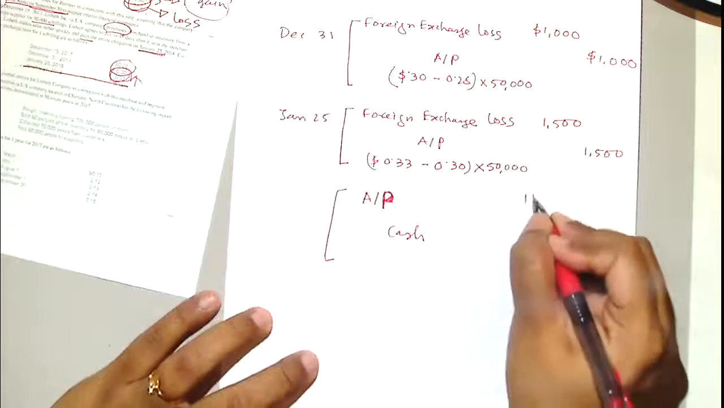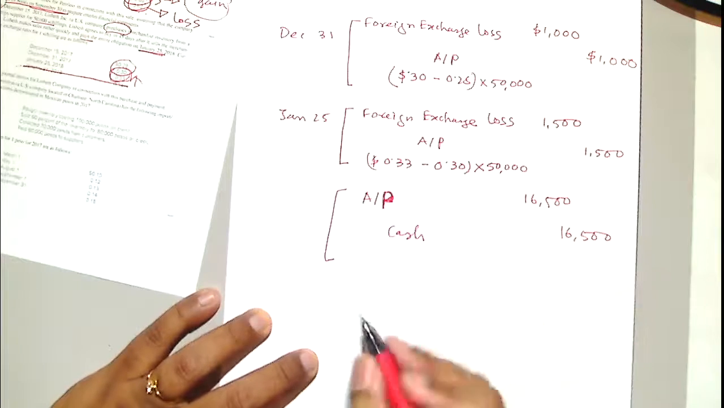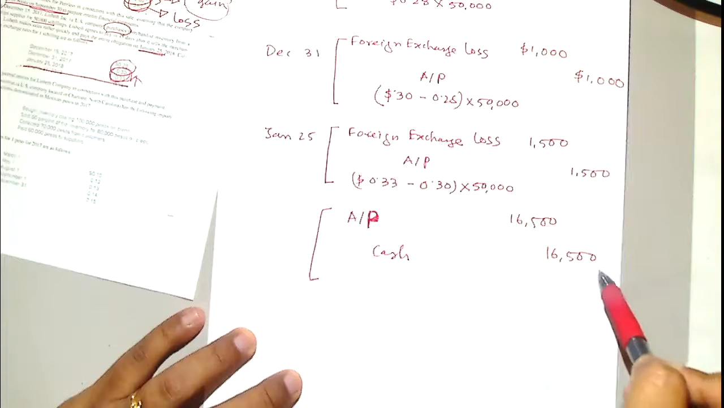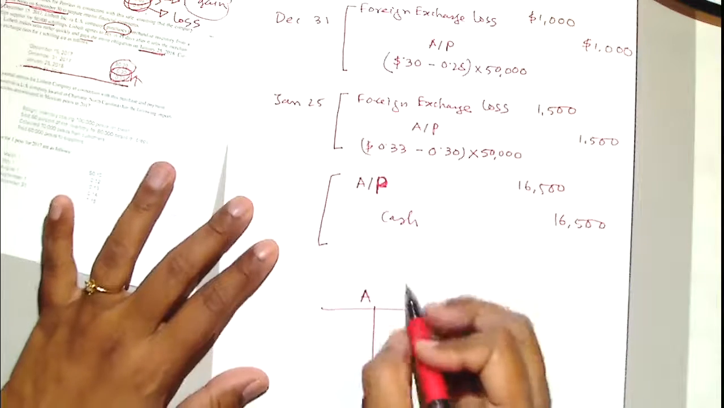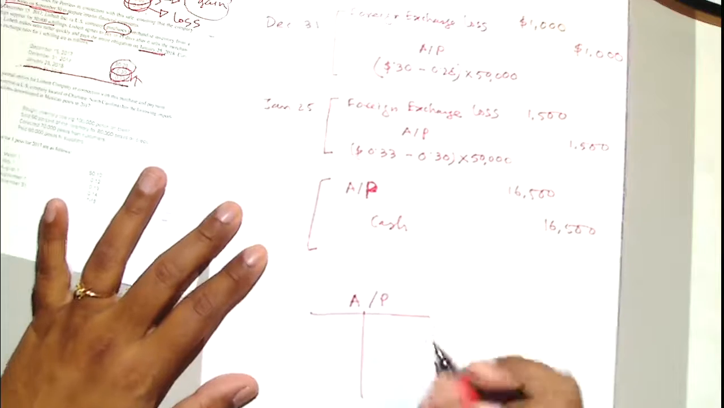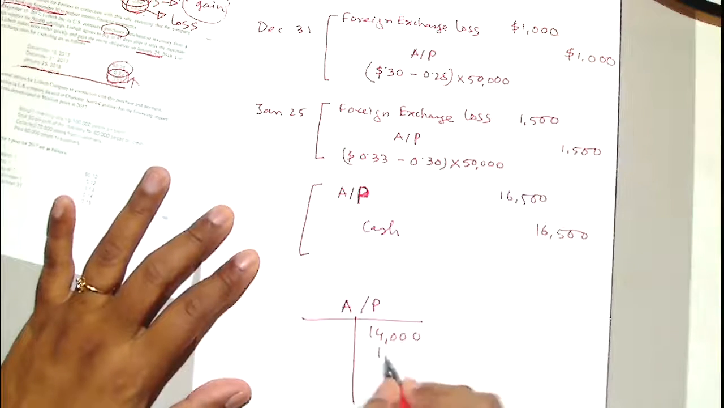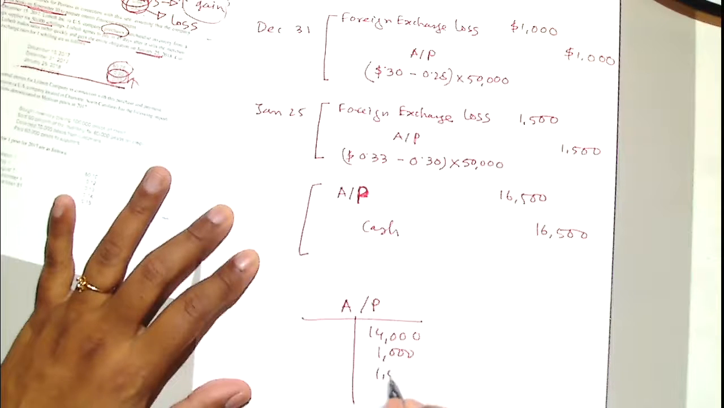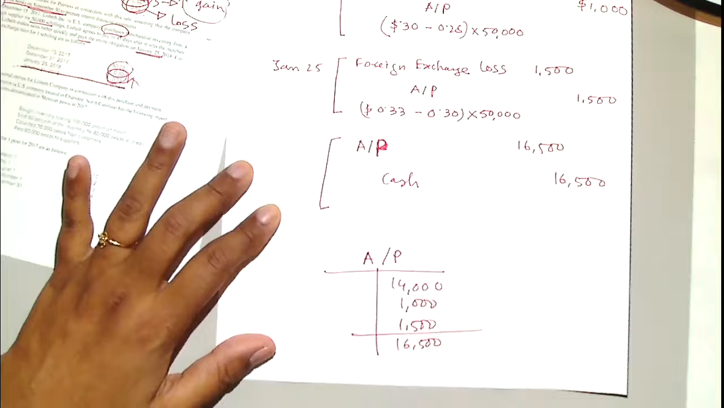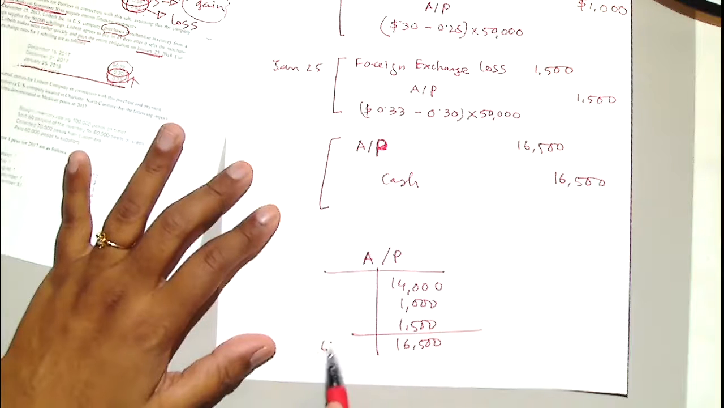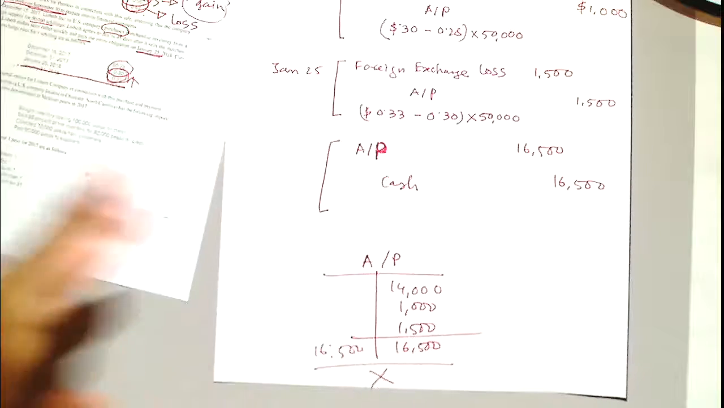16,500. How did you get it, please? You did the accounts payable numbers? Yeah, very good. There are two ways. You could do a quick T account for your accounts payable. It was 14,000. It kept going up. 1,000. 1,500. So your accounts payable will be 16,500. And when you pay it, you have to remove it. Very good. I'm happy that you use the T concept.